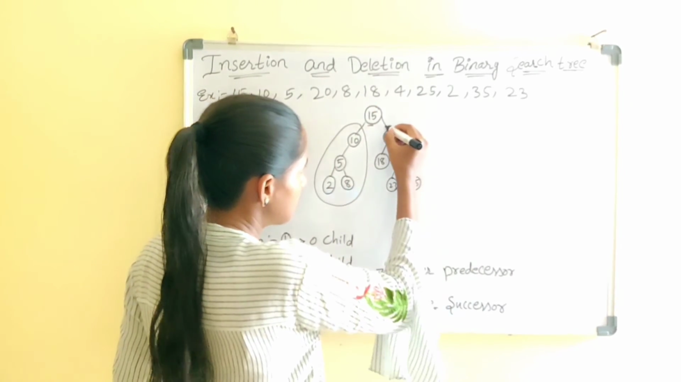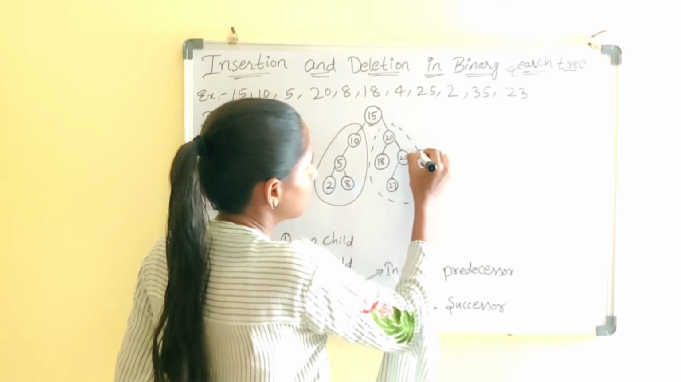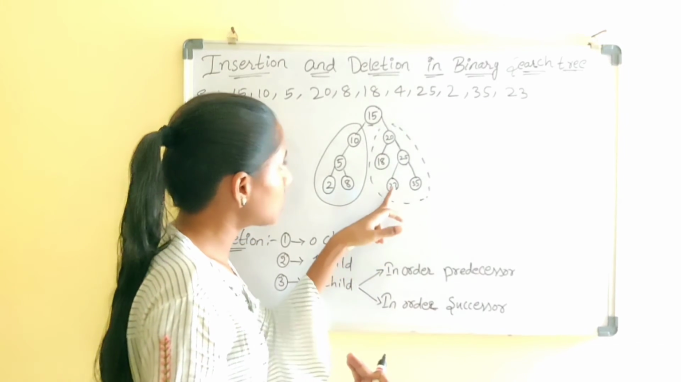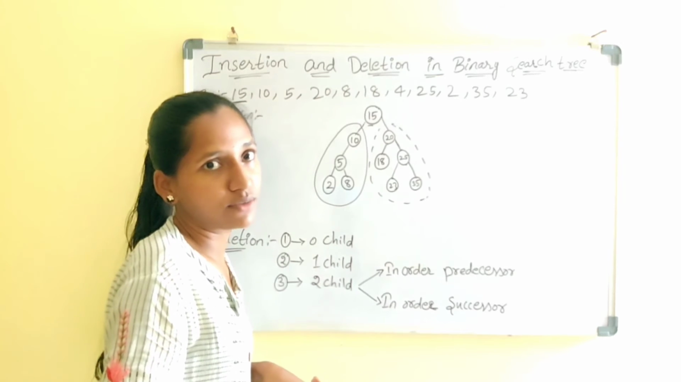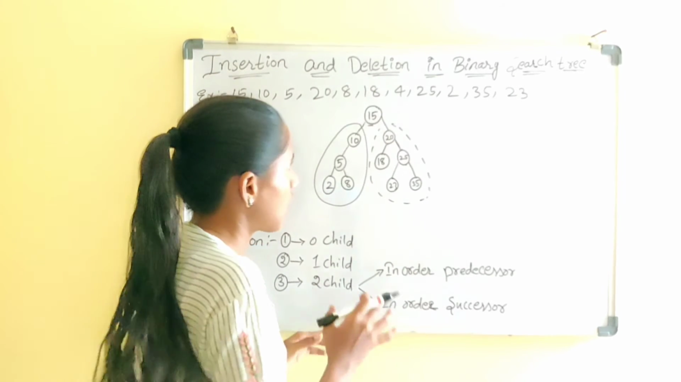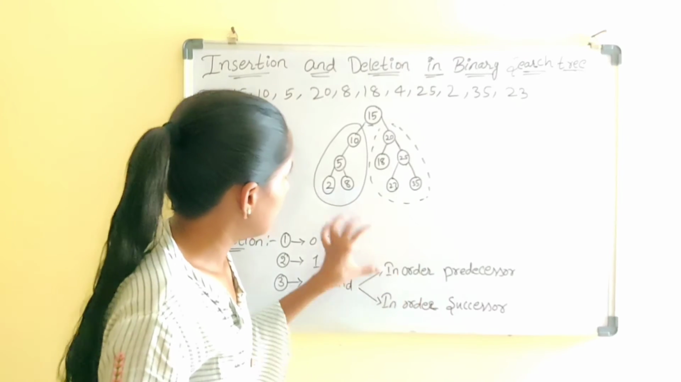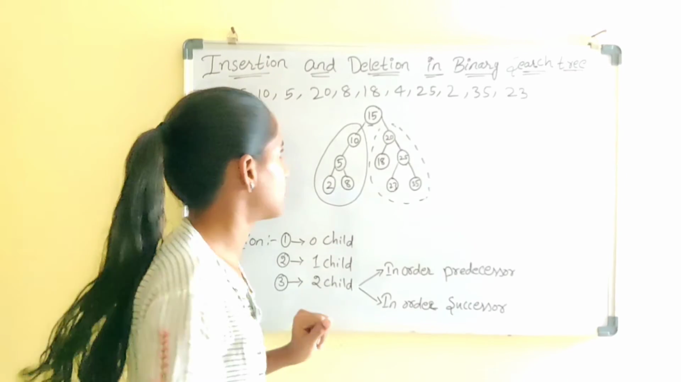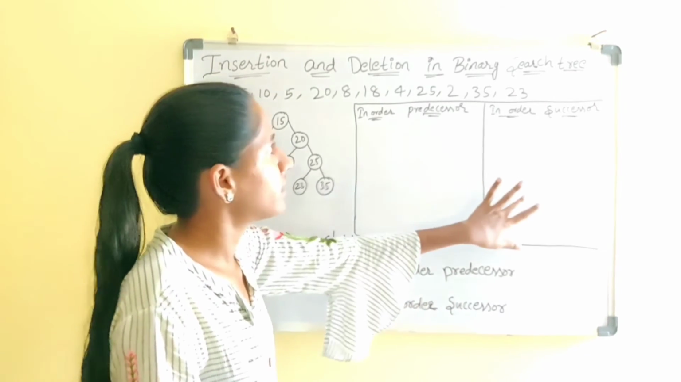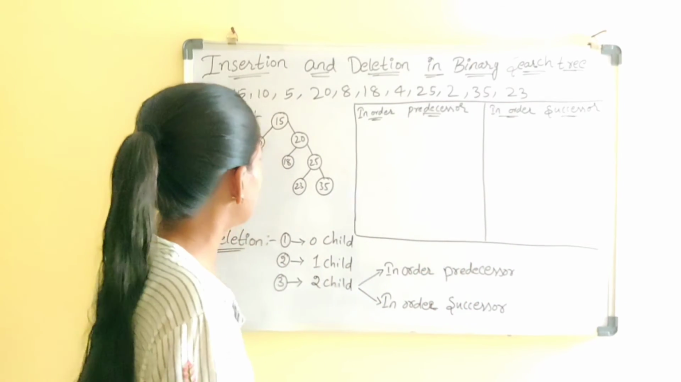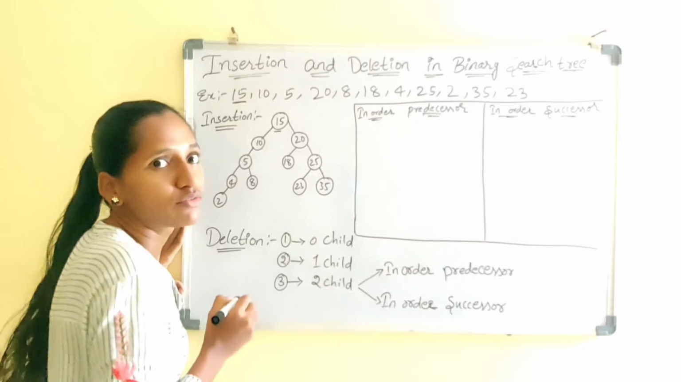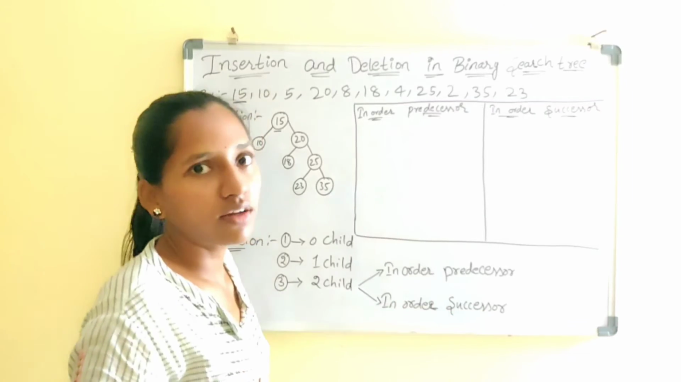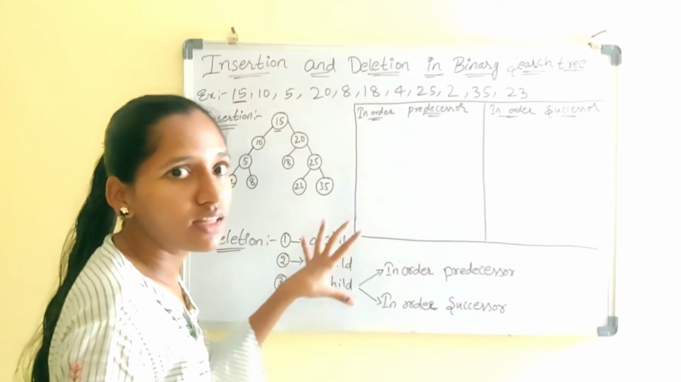When we consider this part, the right subtree, we have to choose the lowest value to replace this value. So let's see how we can draw a binary search tree considering in order predecessor and in order successor. When we have to delete the node 15 containing 2 children, we have in order predecessor and in order successor. Now let's see the diagram.